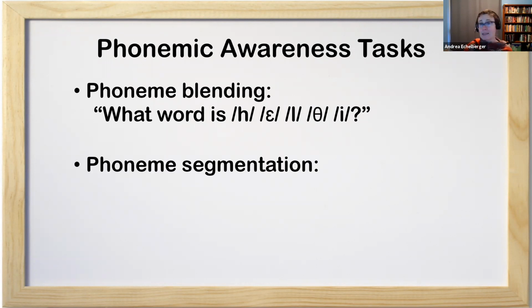And then the other task that I would really recommend doing is phoneme segmentation. And phoneme segmentation is the opposite of phoneme blending. Phoneme blending is putting words together. Phoneme segmentation is being able to pull words apart. And phoneme segmentation is crucial for being able to do any sort of spelling. Because if somebody wants to spell a word and they don't know how to spell it, what do teachers always say? We say, okay, sound it out.